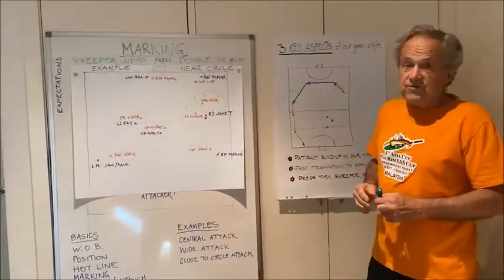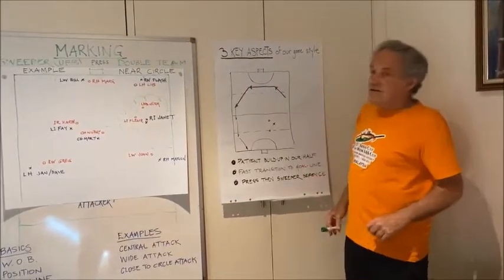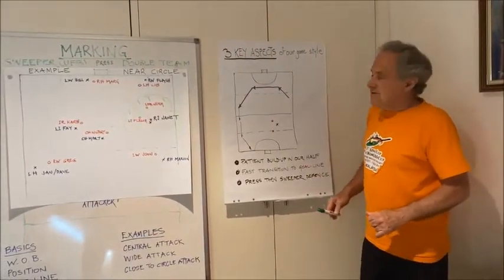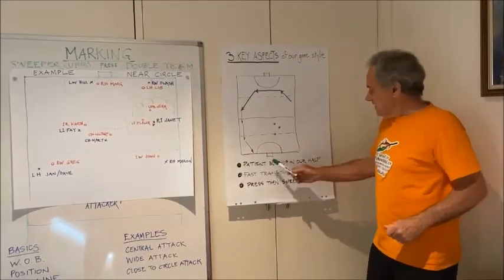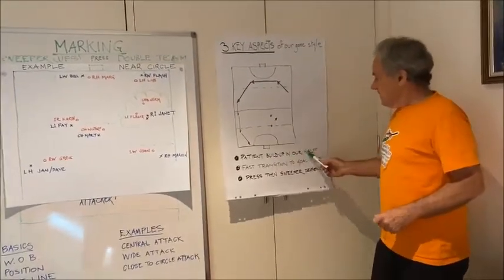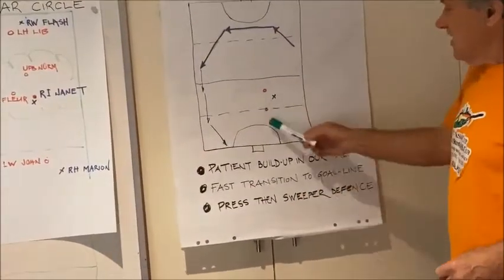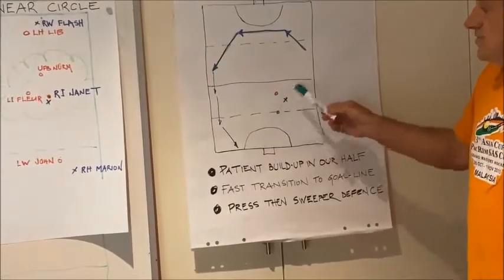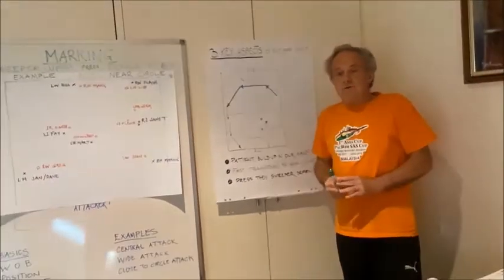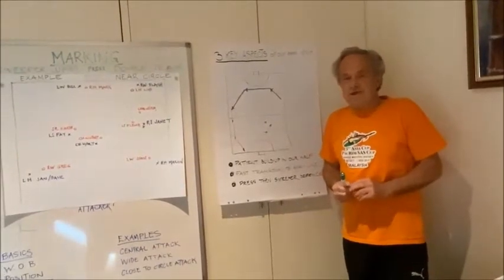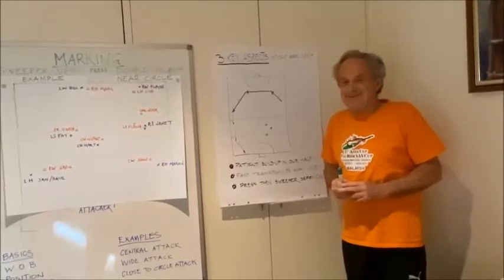But before we finish, I would just like to say that over many weeks we've covered the three aspects of our game, being the build up in our half, the fast transition, the press, and the double teaming or the gang tackling. So now we're ready to go. We're ready to go back onto the pitch and to put some of these things into action.